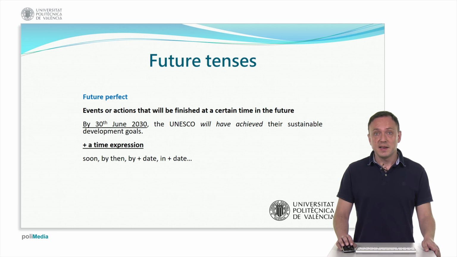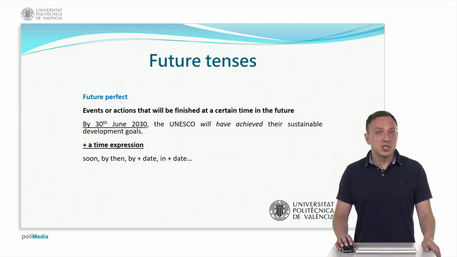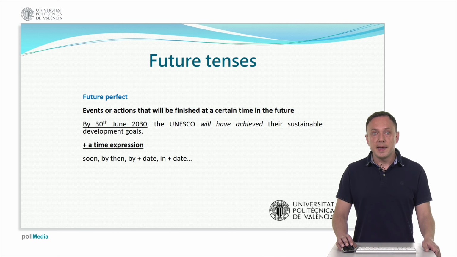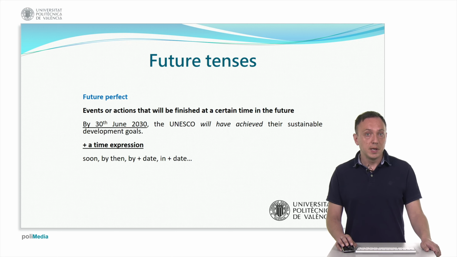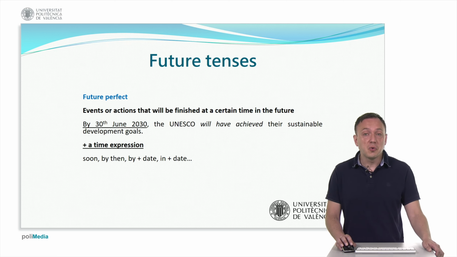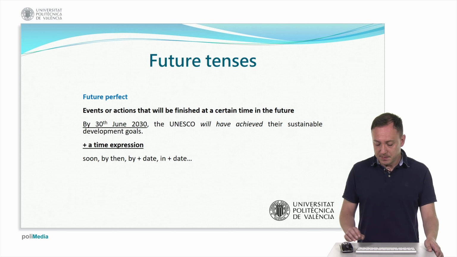The last tense is the future perfect. It is used to talk about events or actions that will be finished at a certain time in the future. For example, by the 30th of June in 2030, the UNESCO will have achieved their sustainable development goals. As you can see in the example, it is typically used with time expressions. For example, soon, by then, by a date, in this date, etc.